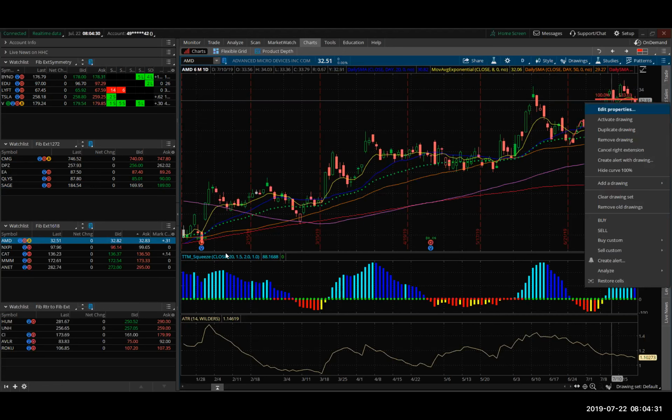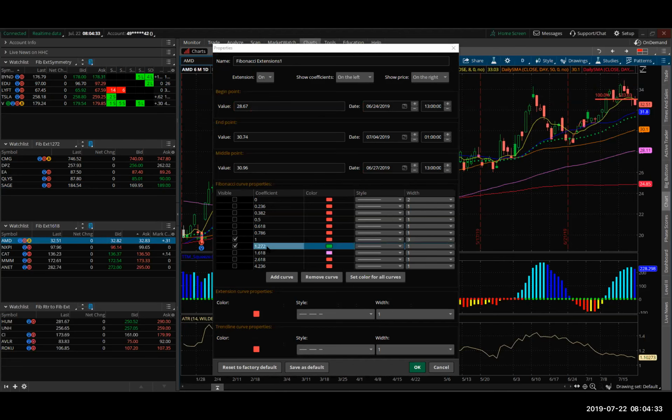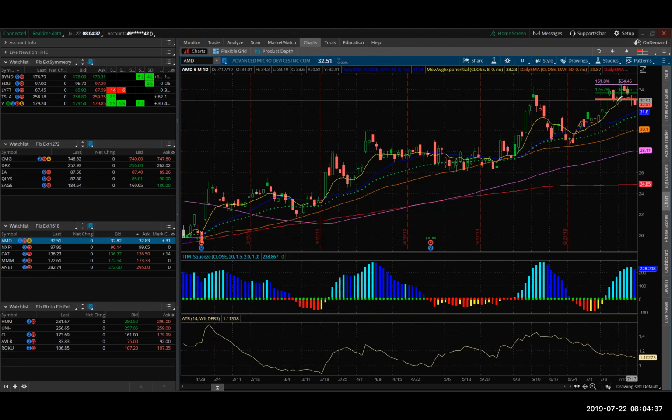I added the 1272 extension and the 1618 extension as potential areas of profit and reversal, right? Because you start to take your profit and people start selling, and it reverses. So here we are at the 1272, broke through, went right up to the 1618. Look at that. Literally hit it and pulled back.